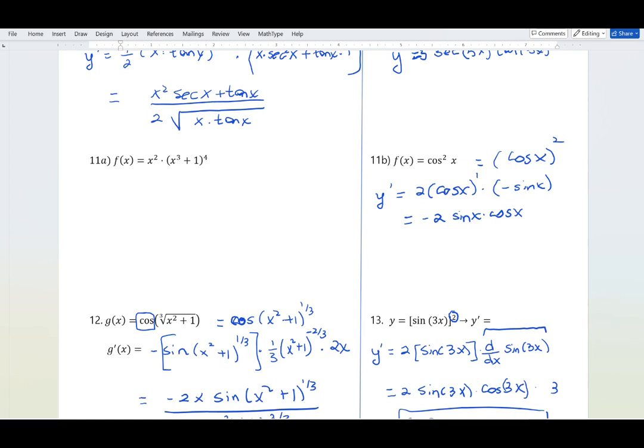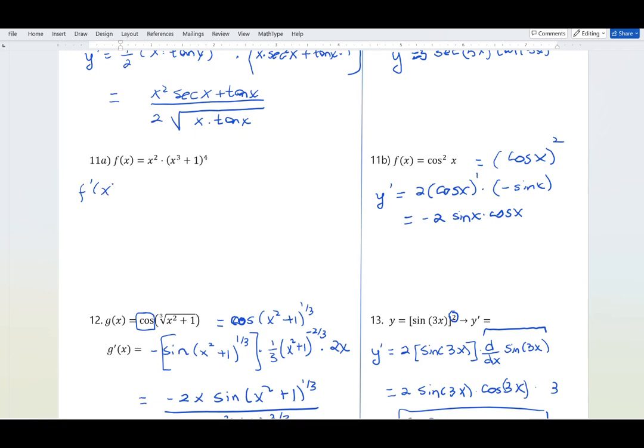So I'm thinking like a product, right? x squared times quantity x cubed plus 1 to the 4th. So it's a product. So I'm going to begin with the product rule for this example. Now, if I had everything to the power of 4, I would begin with the power rule, but we don't have that situation. So we have a product. And within the product rule, when it's time to take the derivative of the second factor, that's where the chain rule will kick in. Okay, so let's begin using the product rule.